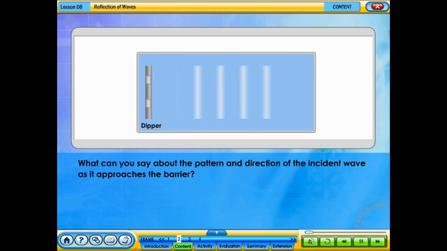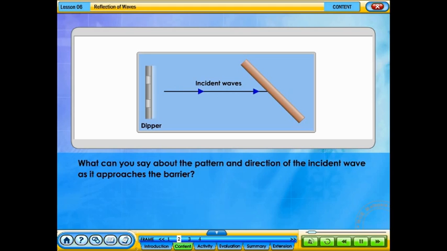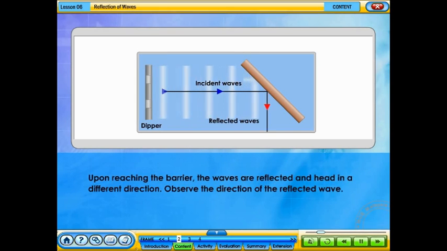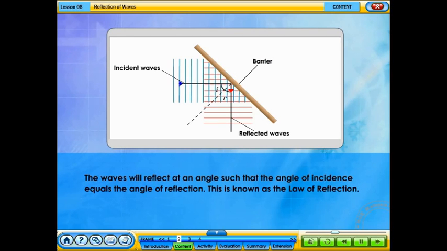What can you say about the pattern and direction of the incident wave as it approaches the barrier? What happens to the waves as they reach the barrier? Upon reaching the barrier, the waves are reflected and head in a different direction. Observe the direction of the reflected wave. The waves will reflect at an angle such that the angle of incidence equals the angle of reflection. This is known as the law of reflection.